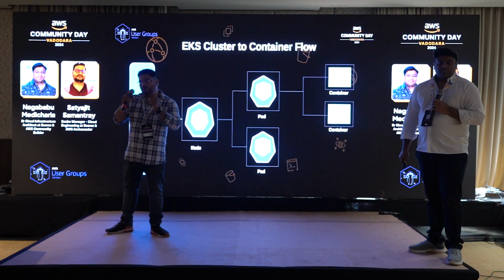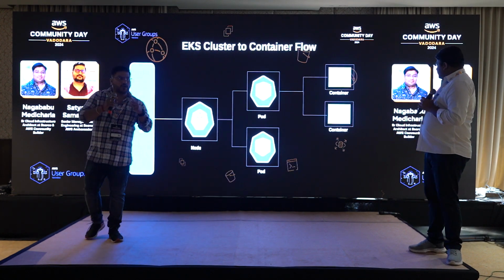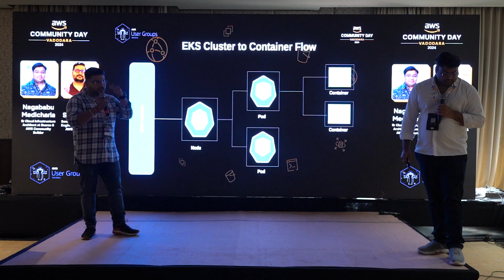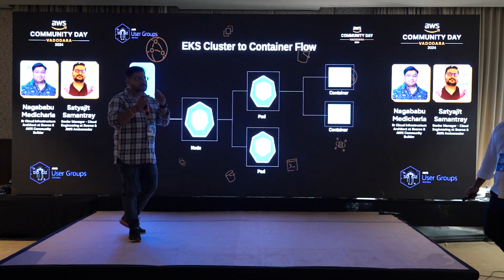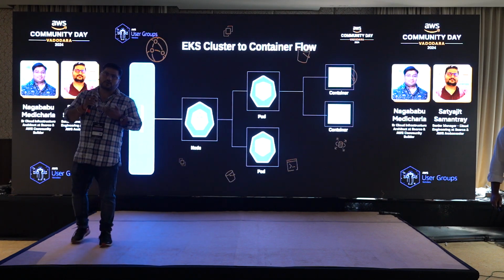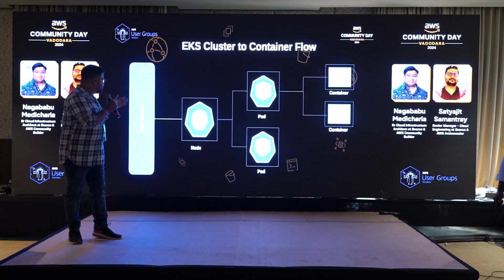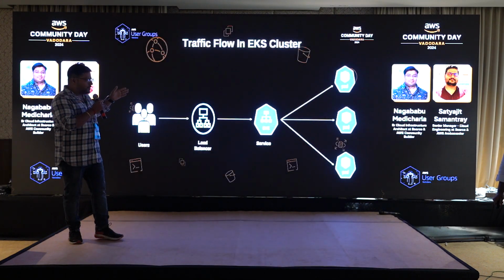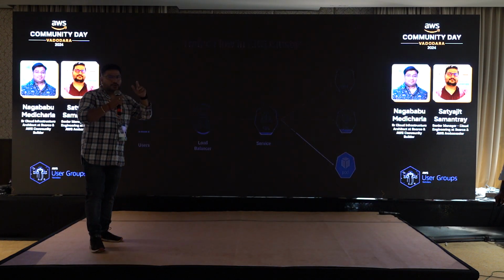The components flow will be like this: we have an EKS cluster, inside the cluster we have a node group, inside the node group we have respective nodes, in the node we have a pod, and at the end in the pod we have a container. You can have a single-container pod or a multi-container pod. So you have a cluster, then node groups, then node, then pod and container.